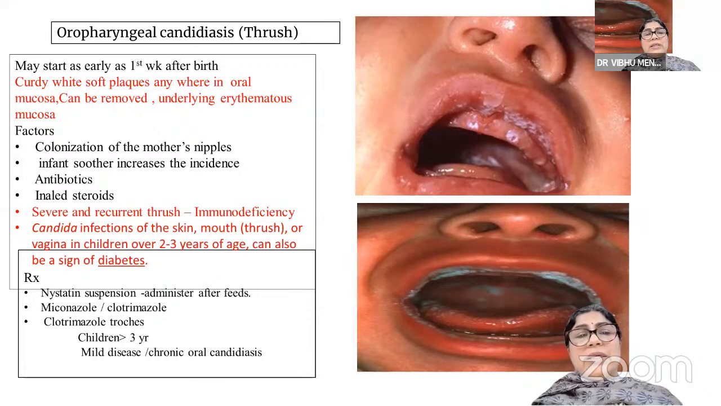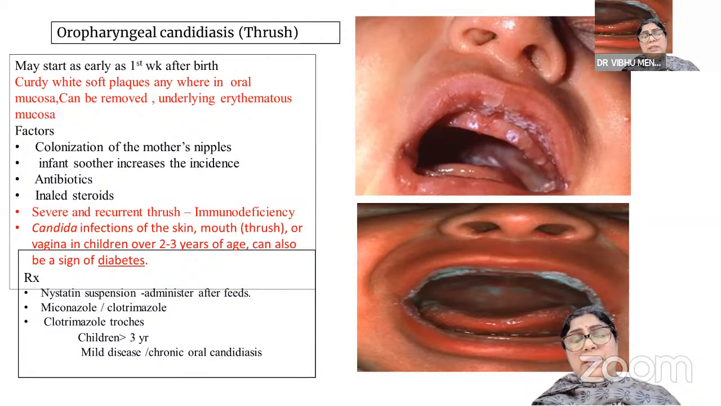So what are the factors which give rise to this oral thrush? Basically, this is caused due to a colonization of the infant's mucosa from the mother's nipples. And sometimes we know that parents give soothers to the babies. And if the soother is not cleaned properly, then that enhances the risk of this colonization.